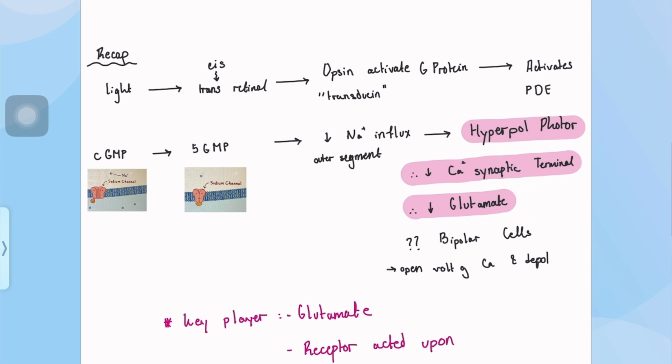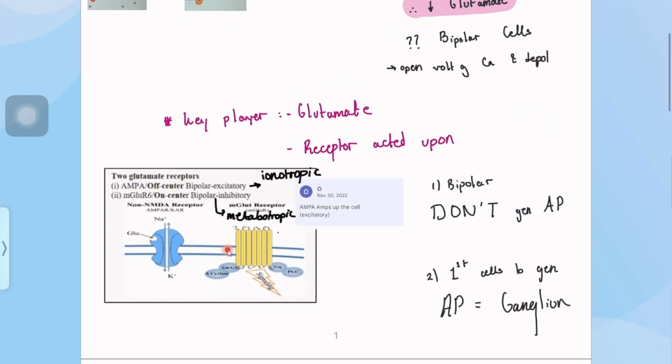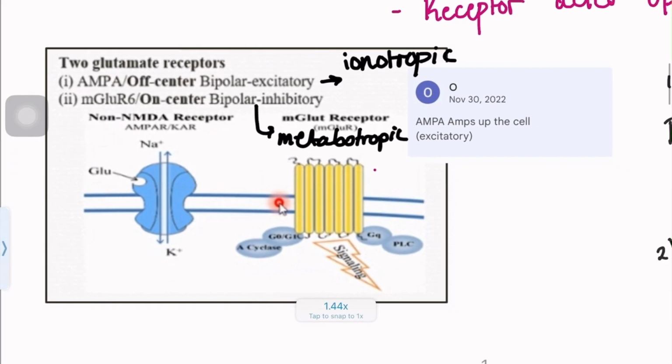So the question is, how will light, our stimulus, then eventually cause an action potential to be generated if it causes hyperpolarization and less neurotransmitter? The answer is in the type of receptor which glutamates act on. We're going to talk about two glutamate receptors, the AMPA, which is excitatory, and the metabotropic glutamate receptor, which is inhibitory. The AMPA receptor is also an ionotropic receptor. You can remember that AMPA amps up the cell, therefore it's excitatory, found on the off-center bipolar cells, and metabotropic is inhibitory, found on the on-center bipolar cells.